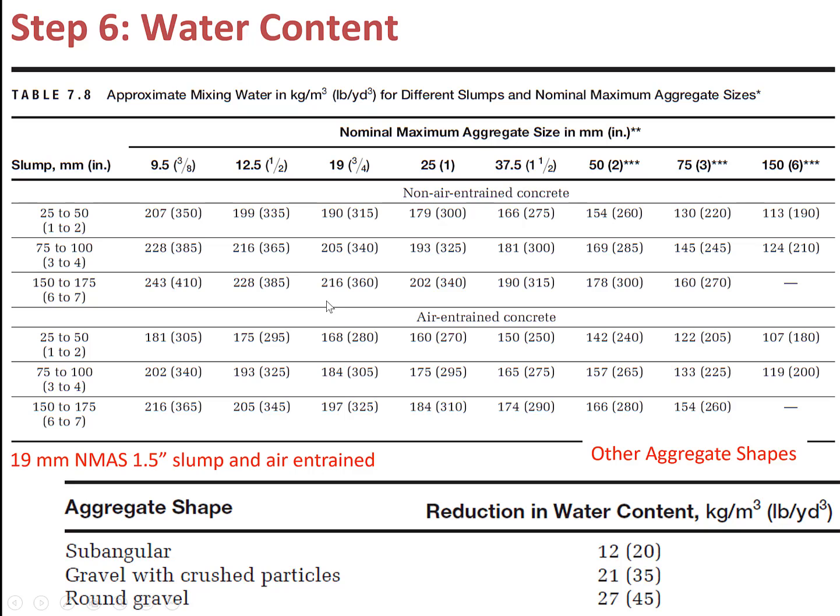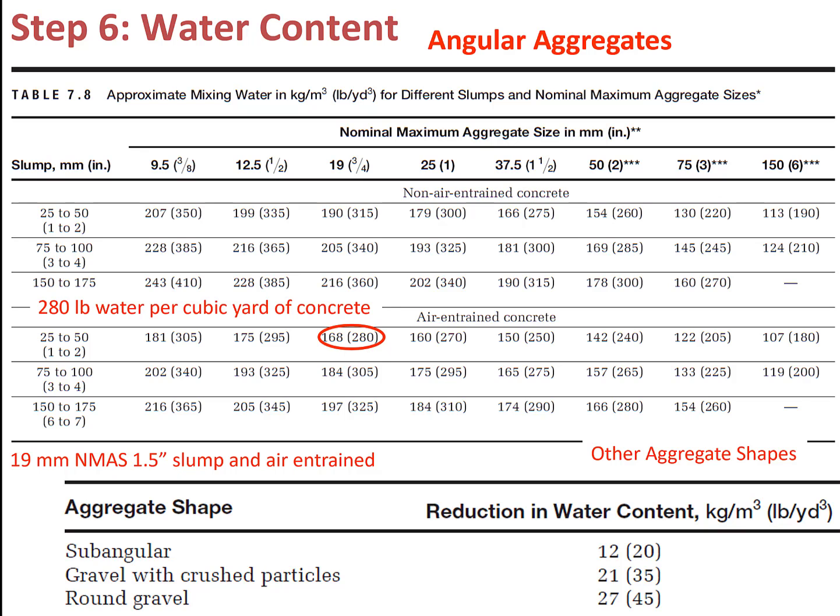For example, if I calculated the nominal maximum aggregate size to be 19 millimeter and the slump is 1.5 inches, and then it's air entrained, so from this table I can find how much water I need for the project. So it's shown to be 280 pound water per cubic yard of concrete. And this table is only for angular aggregates.